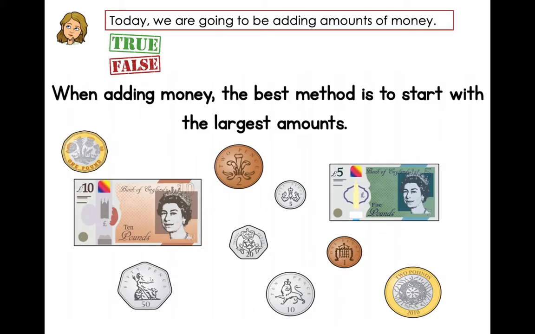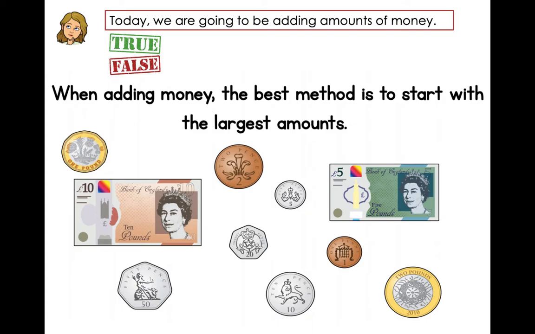Alright then guys, let's have a look today. We are going to be learning about adding amounts of money together. And you might find as you get older that you'll do more and more of this when you buy things and add the amounts together to see if you've got the right amount of money to buy it. So it's really a useful skill.